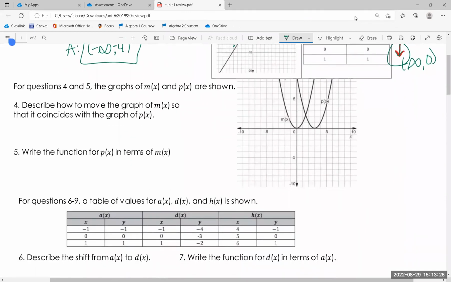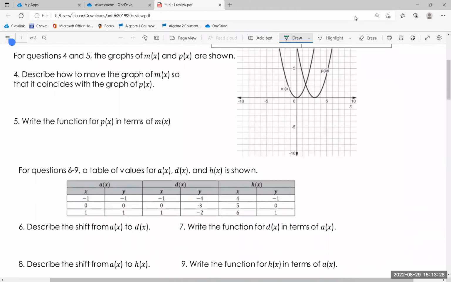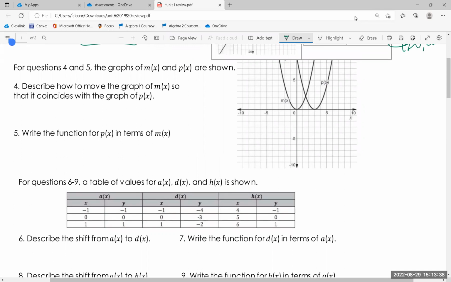All right, 4 and 5. So the graphs of m of x and p of x are shown. Describe how to move the graph of m of x so that it coincides with the graph of p of x. So for this one, m of x is being moved so that it's coinciding with p. So that means that m of x is the OG and p of x is the new. All right, and we want to know how are we moving m of x to get p of x.